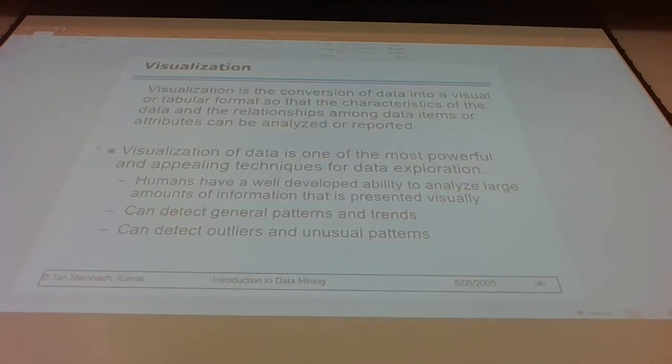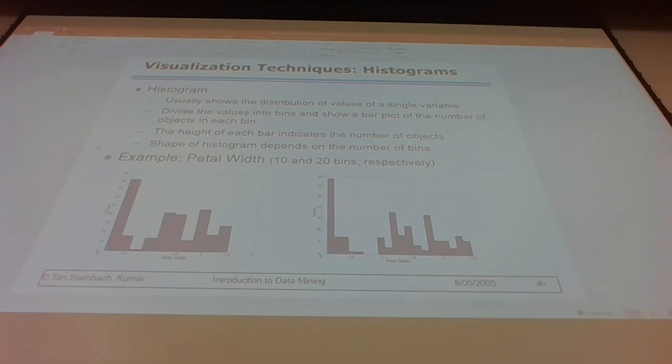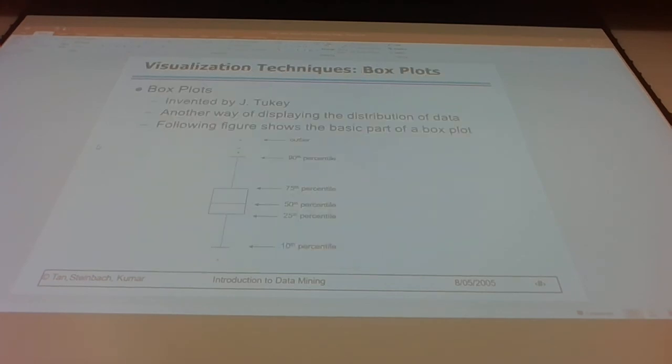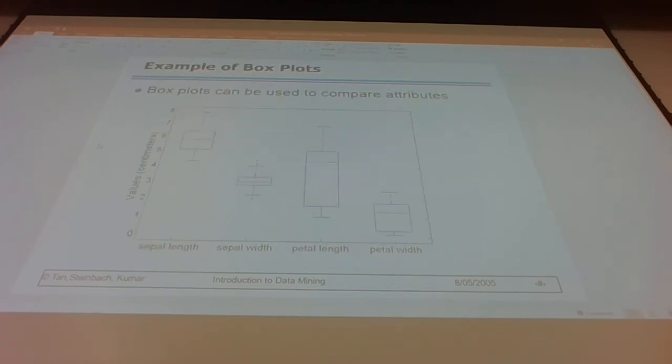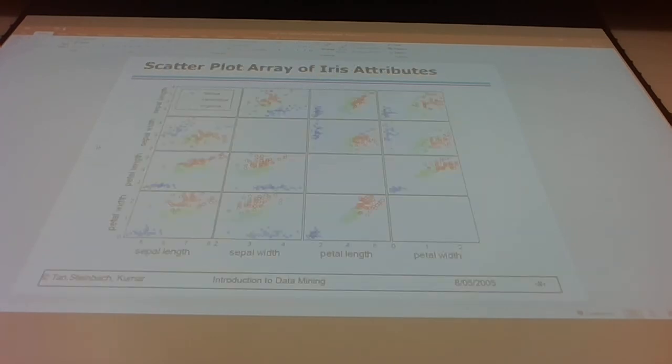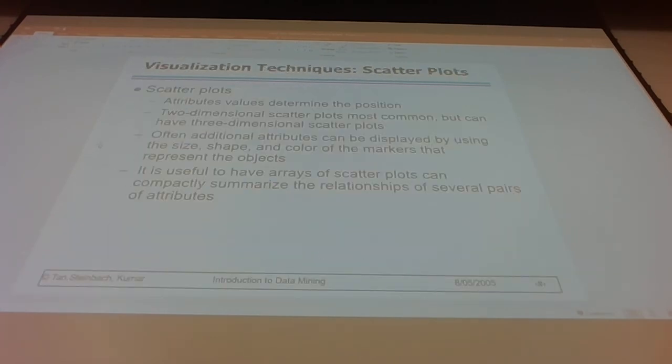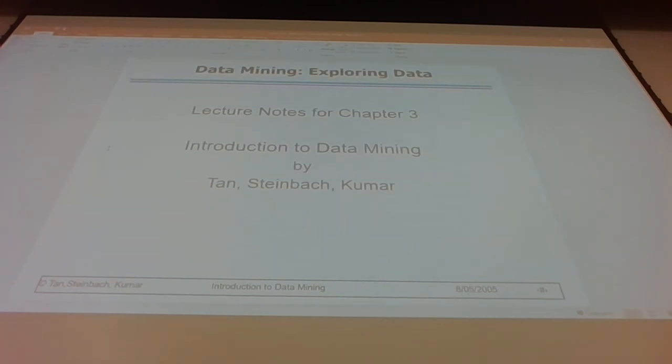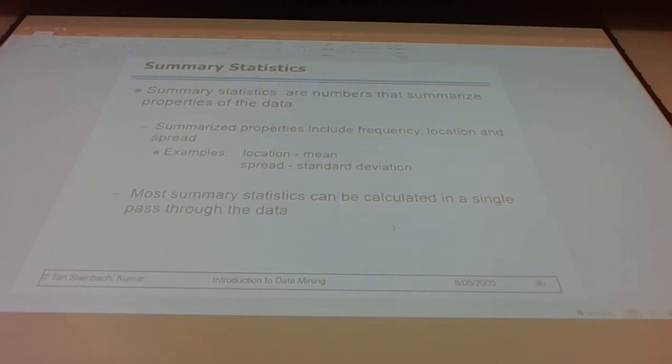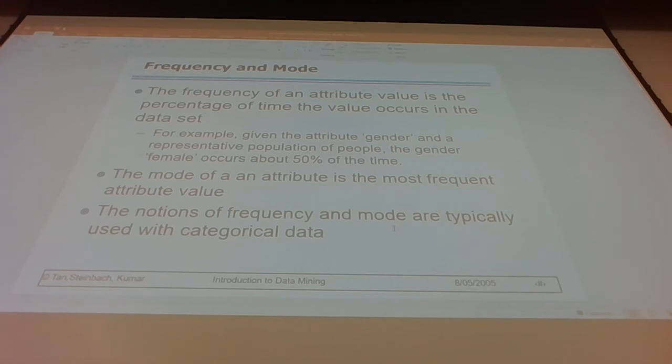Then it also talks about visualization and all that, and it's a very small subsection of the chapter. So we won't be discussing it in that great detail here. Right? So chapter 3, we can kind of skip it, but let's just discuss the different things that are there. So summary statistics, mean, standard deviation, I'm assuming everybody knows. Frequency and mode.